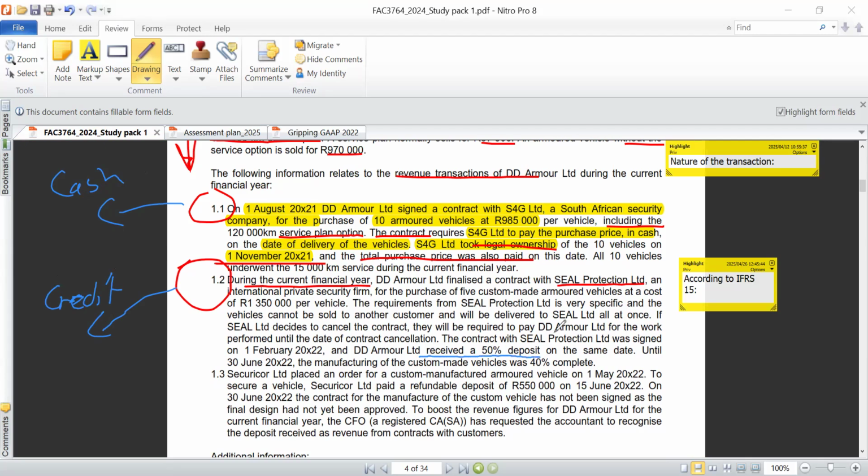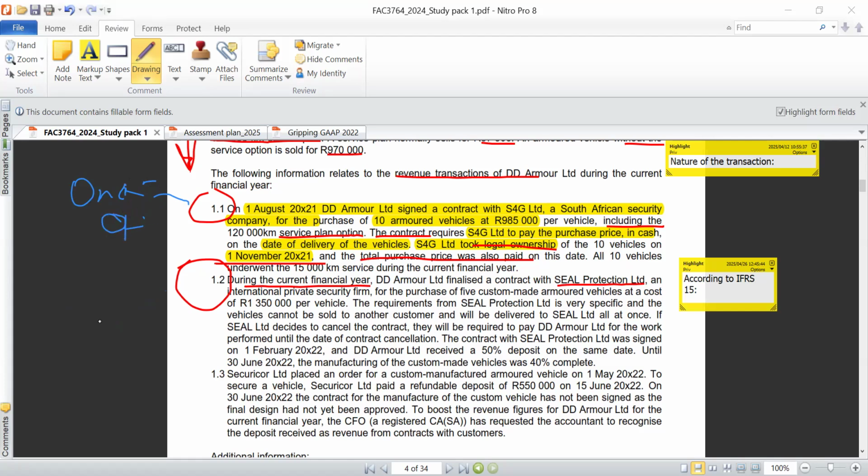So they received a 50% deposit on the same date and then 40% later. Wait, let me check. No, wait, it's not a credit as such, but the payments were done on different occasions, so it's not a credit. So this one was cash, an immediate, once-off payment. It was a once-off transaction.